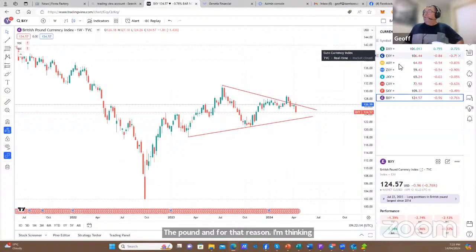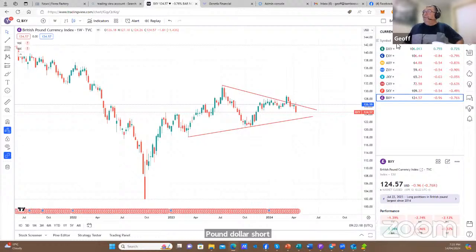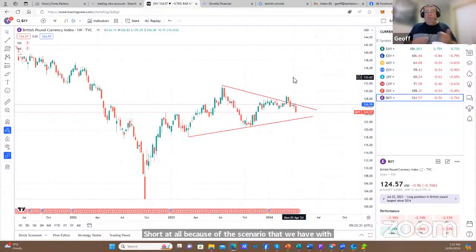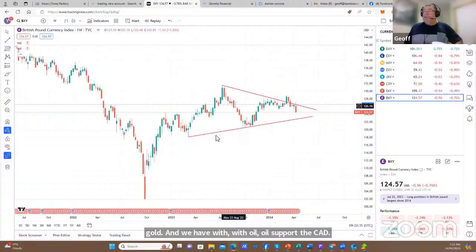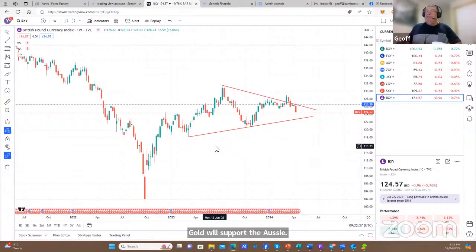and for that reason I'm thinking pound dollar short. I'm thinking everything against the dollar short, with the possible exception, I don't want to trade the Aussie, don't want to trade the CAD short at all, because of the scenario that we have with gold and with oil. Oil will support the CAD, gold will support the Aussie. So not against the dollar so much, but against everything else. I think that's fair.